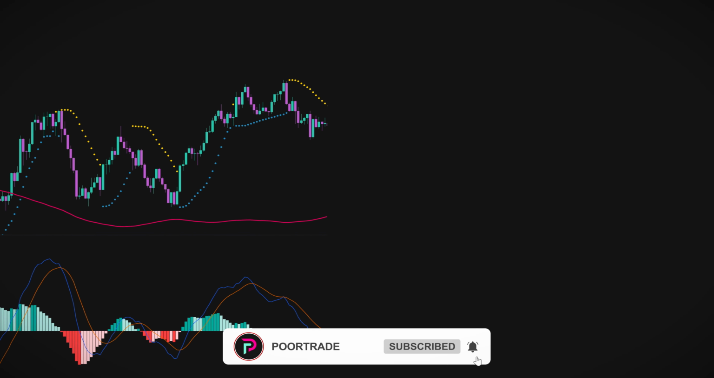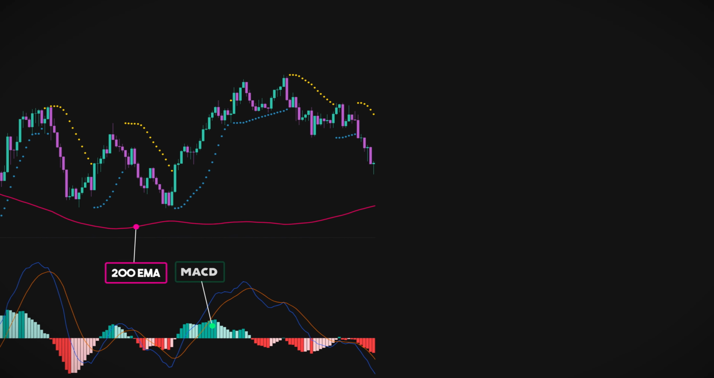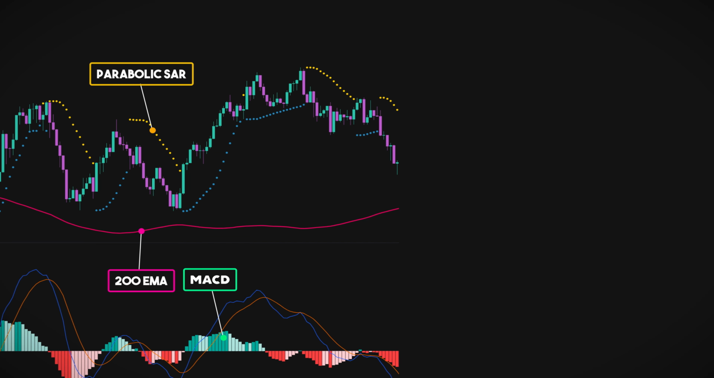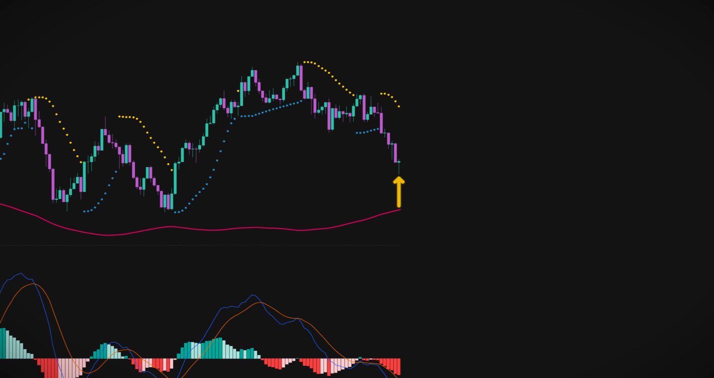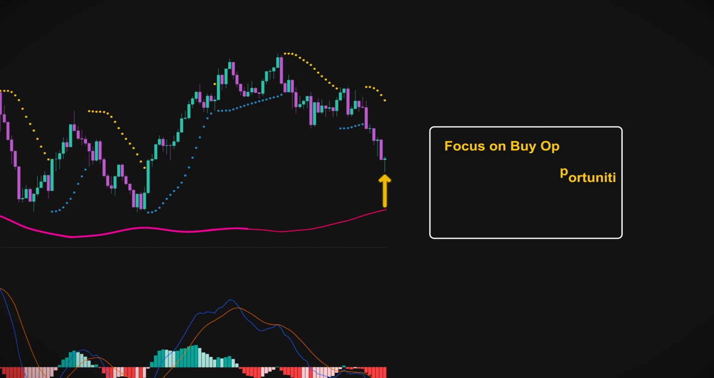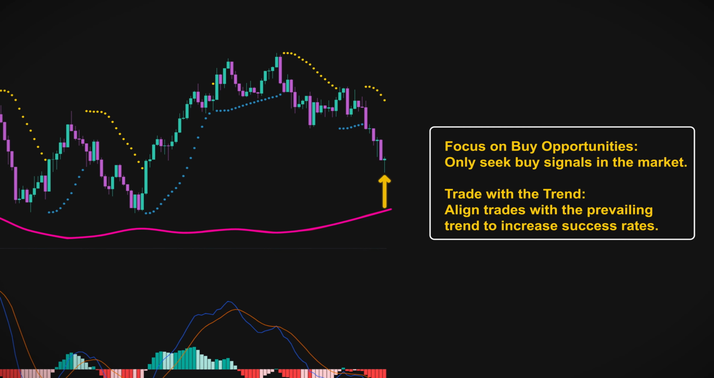In this one, I'll be using 3 powerful tools: the 200 EMA, the MACD, and the parabolic SAR to guide our trades. We'll start with a real chart example so you can see exactly how this works. The first thing we need is for the price to be above the 200 EMA, which confirms that the market is in an uptrend. This means we'll only be looking for buy opportunities. Trading with the trend is key, as it significantly increases the chances of success.